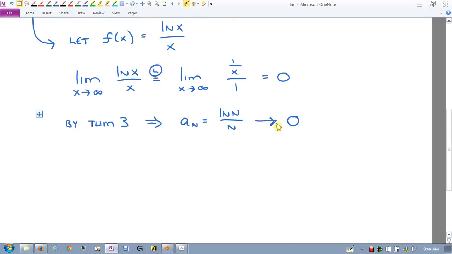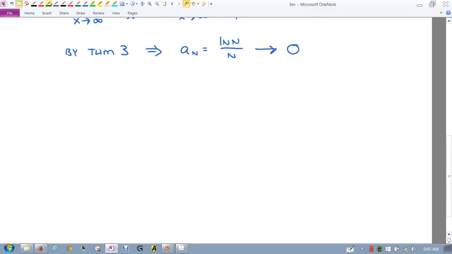Okay, so this theorem really opens up what we can actually find limits of, because now you can use L'Hopital's rule. Another example: what's the limit as n goes to infinity of, let's do this one, negative 1 to the n over n?